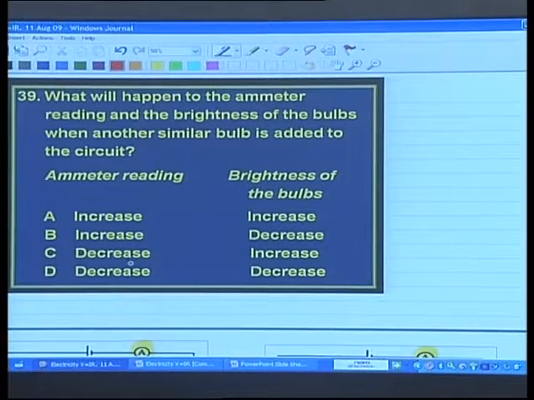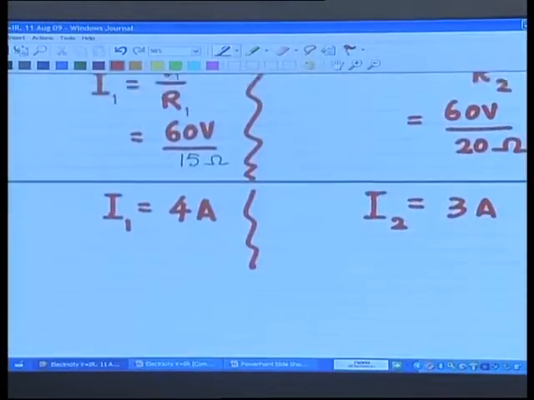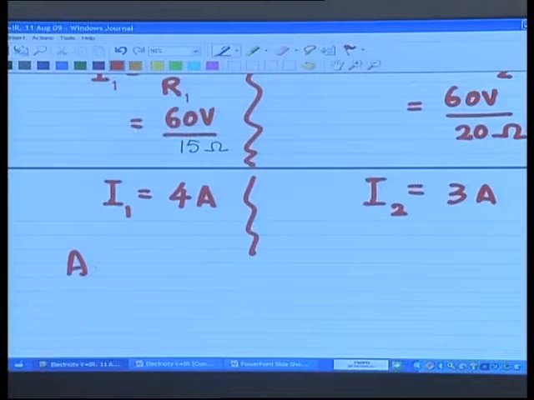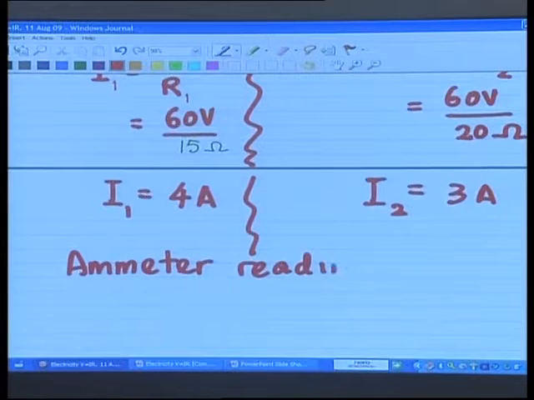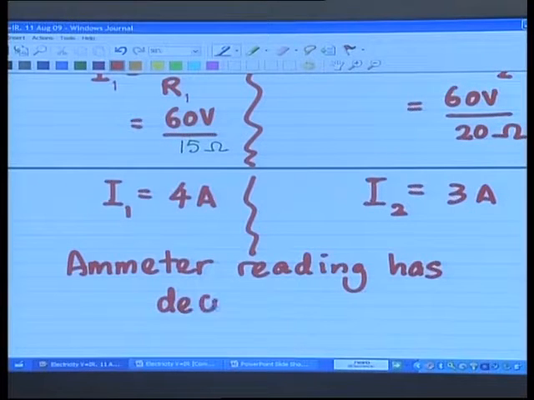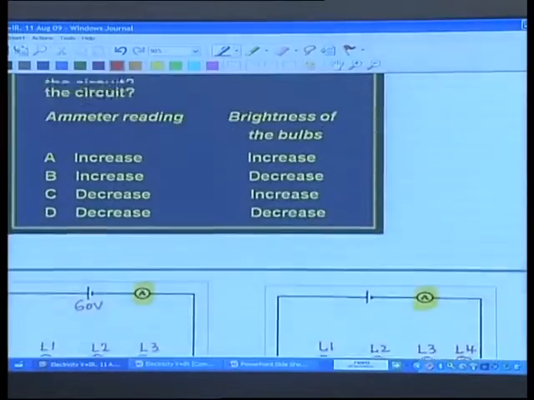Ammeter reading, I'm sure you can tell me, it has decreased, isn't it? Okay, very good. So we know that the ammeter reading has decreased. We just write it down for good revision: ammeter reading has decreased. Alright, that is the first part of the story. Now what about the second part?